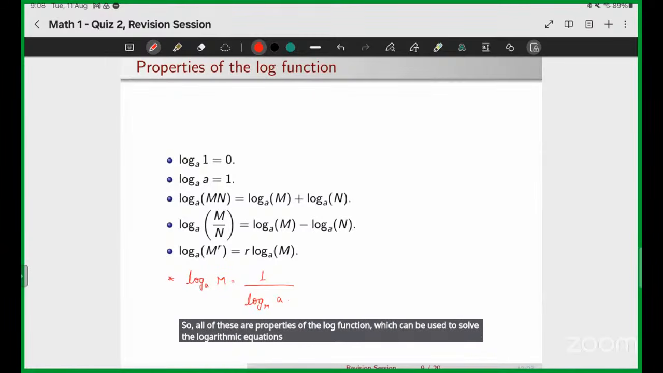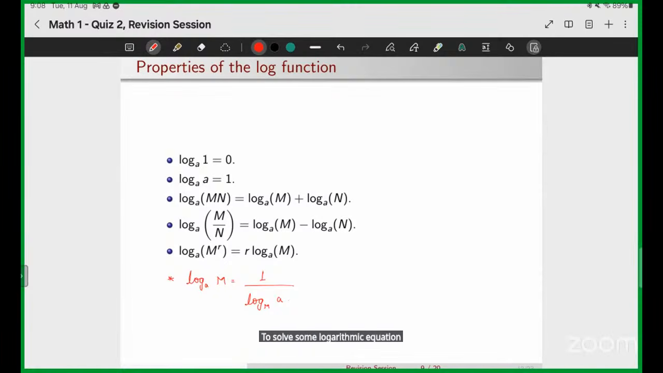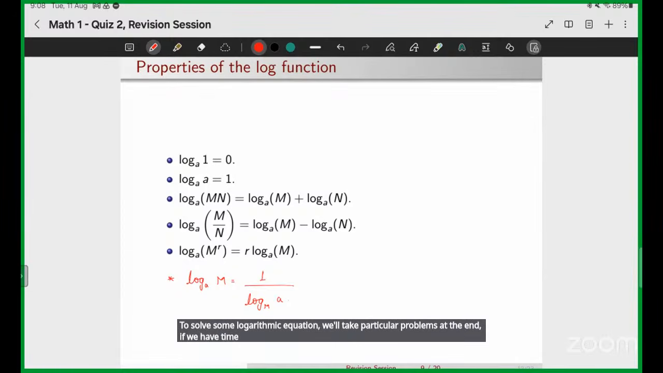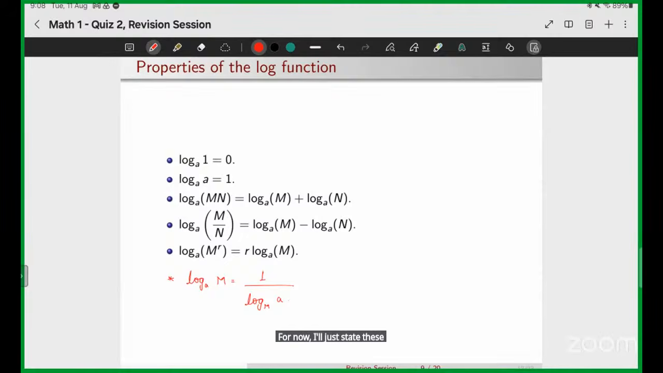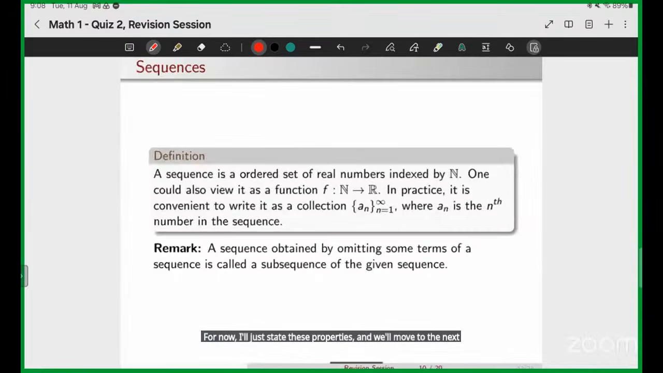I think there was someone in the last session who wanted to solve some logarithmic equation. We'll take particular problems at the end if we have time. For now, I'll just state these properties and we'll move to the next topic, which is that of calculus.